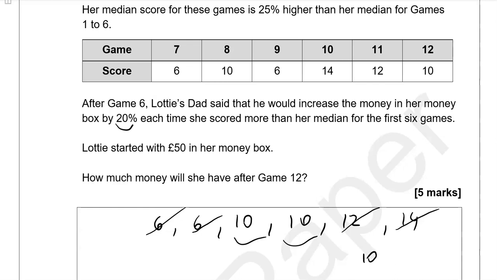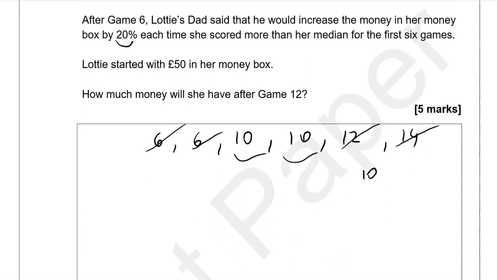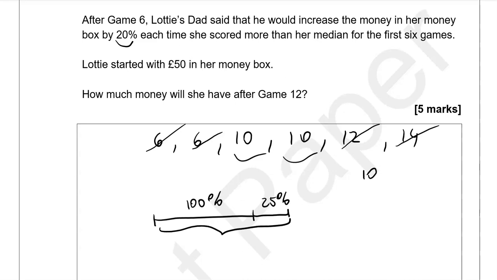And this is 25% higher than the median of the games from 1 to 6. So let's work that out. So there was this 100% amount, which we don't know, 100% of the median itself. And there's been an increase by 25% extra. So this whole thing is equal to 10. We are looking to find the 100% amount.